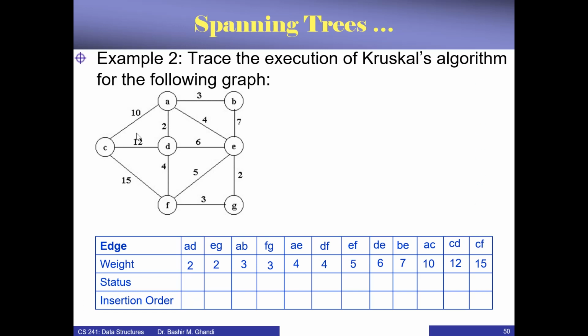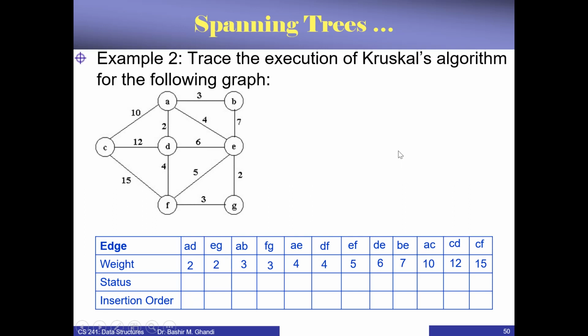Now notice, if you are doing this, assuming you are not given a table and you have to draw the table yourself, how do you know how many columns you are going to have? Simply count the edges. If you count this, you will see that there are 13 edges. So just create a table of 14 columns. The first column will be used to put these labels: edge, weight, and status, and then the rest will be used to put the edges, each edge along with its weight.